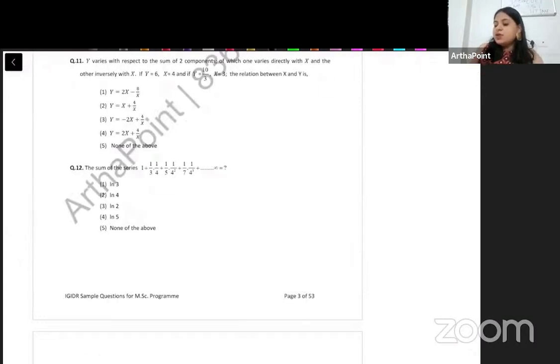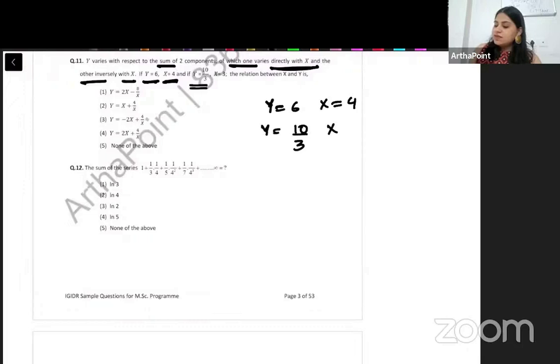Y varies with respect to the sum of 2 components, of which one varies directly with x and the other varies inversely with x. If y is 6, x is 4. And if y is 10 by 3, x is 3. The relationship between x and y is.